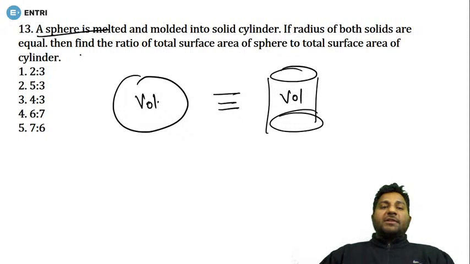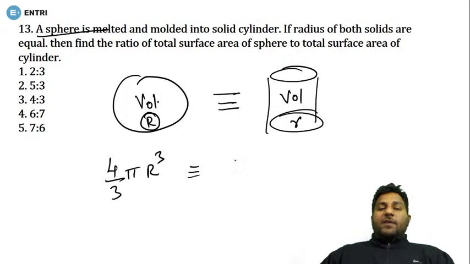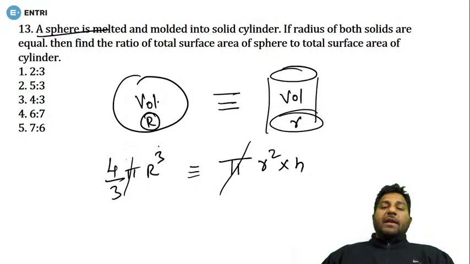If the radius of both solids are equal, so R is equal to R. It must have been 40. Then find the ratio of the total surface area of sphere to the total surface area of cylinder. 4/3 pi r cube is the volume of what? Sphere. And pi r square h is the volume of what? Is the volume of cylinder. This pi will be eliminated, and the ratio of radius and height will be generated as 3 by 4.